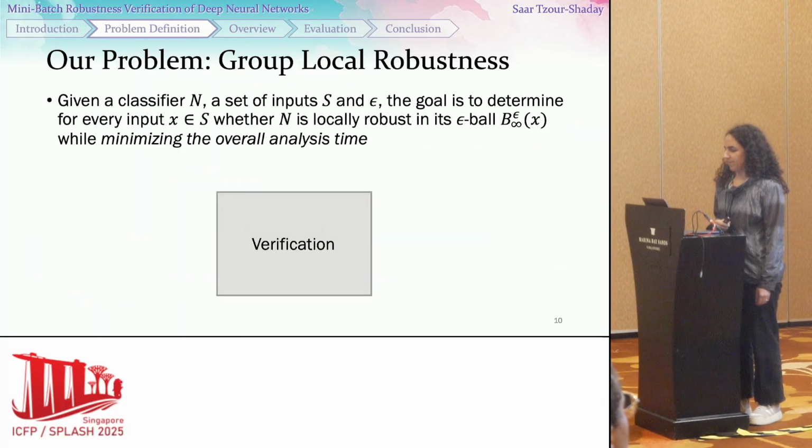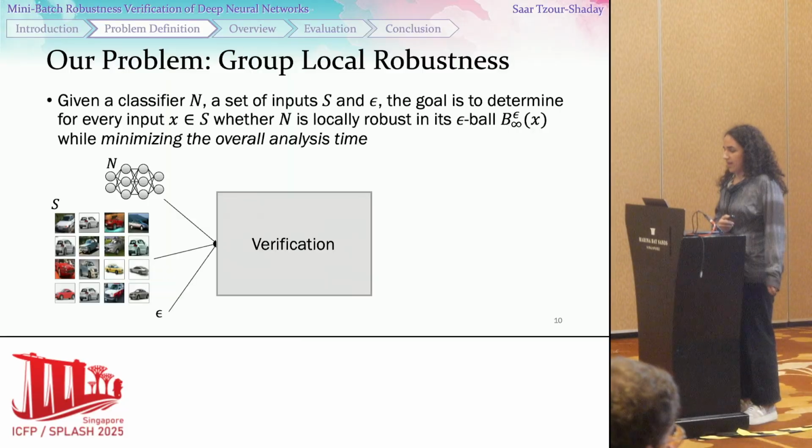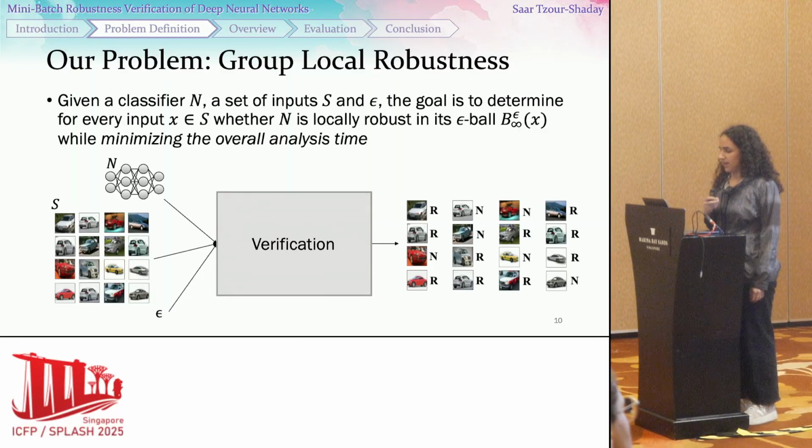Okay, so these definitions bring me to talk about our problem. In our paper, we address the group local robustness problem. Given a classifier N, a set of inputs S, and a small number epsilon, our goal is to determine whether N is locally robust for every x in its epsilon ball, while minimizing the overall analysis time.